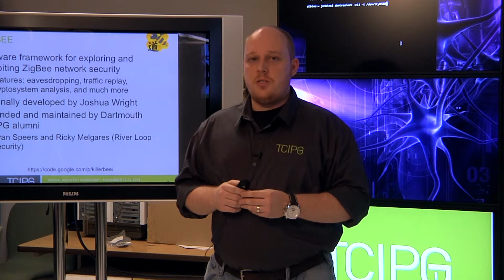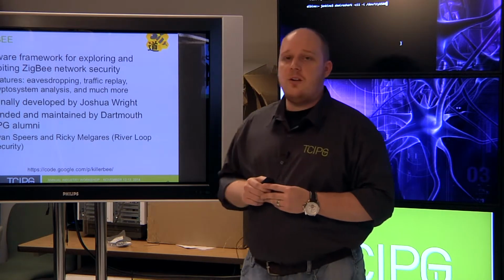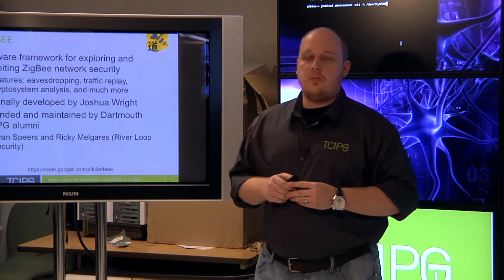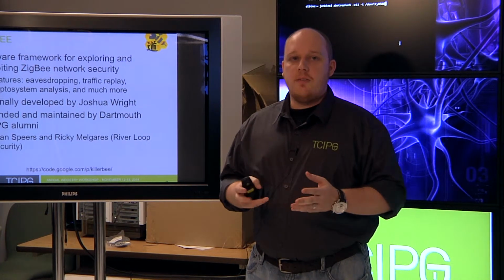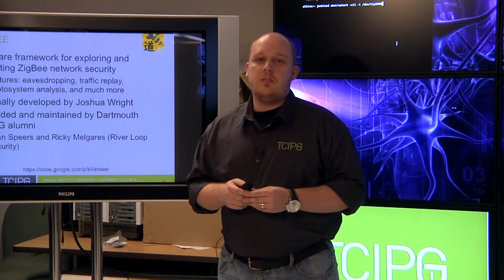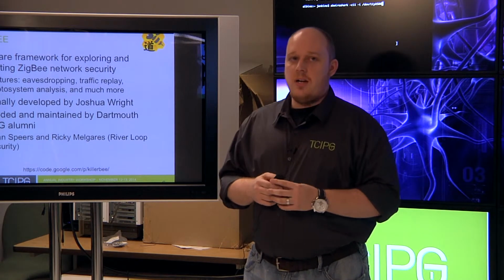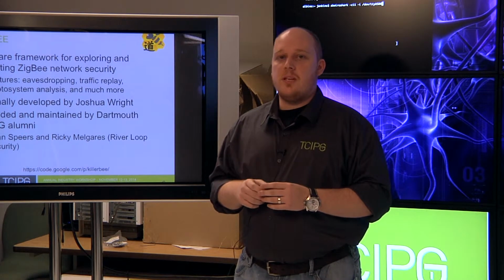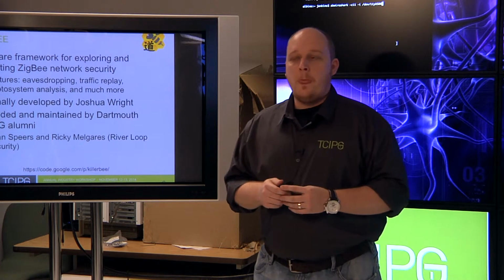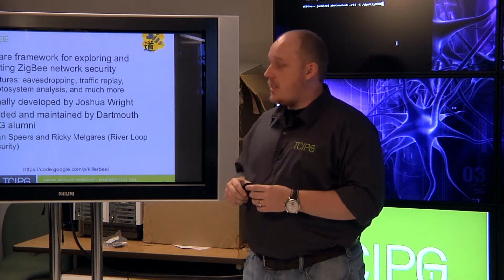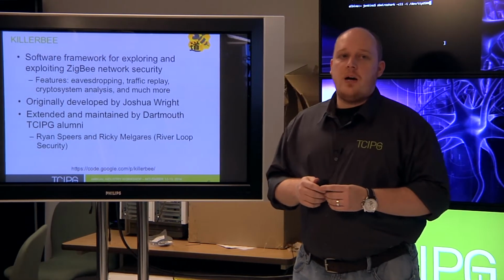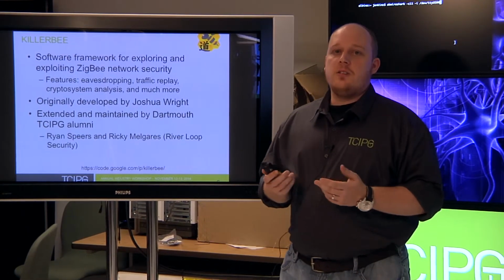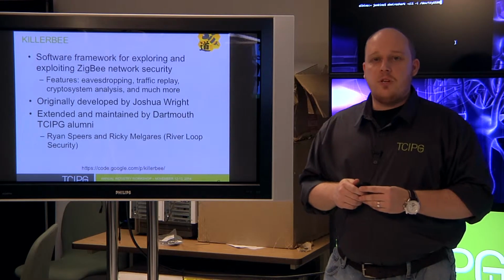Now I want to introduce Killer Bee. Killer Bee is a software framework for exploring and exploiting Zigbee networks. It has lots of tools like eavesdropping, traffic replay, crypto systems and analysis, and so much more. Today I'm just going to talk about a simple example of what you can do with Killer Bee. Killer Bee, the software, was originally designed by Joshua Wright, who I've already mentioned. It was extended by Ryan Spears and Ricky Malgares, again with their company Riverloop Security.